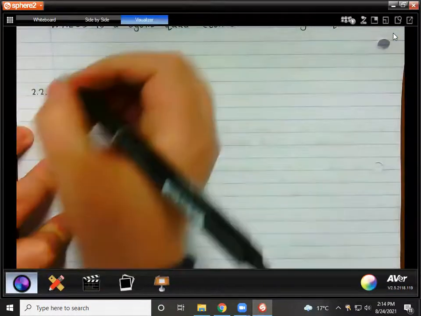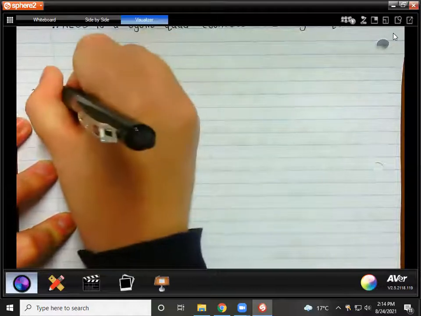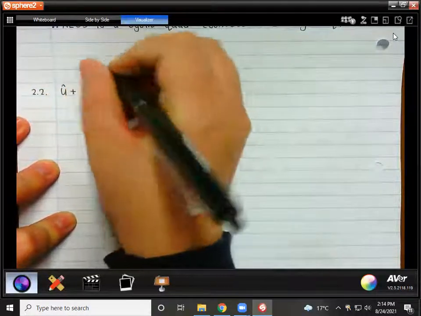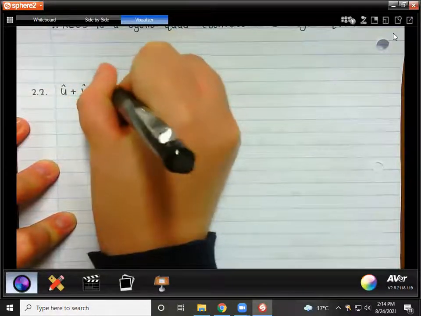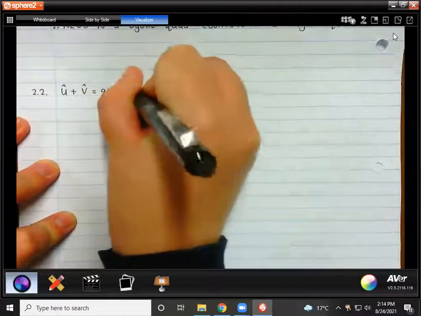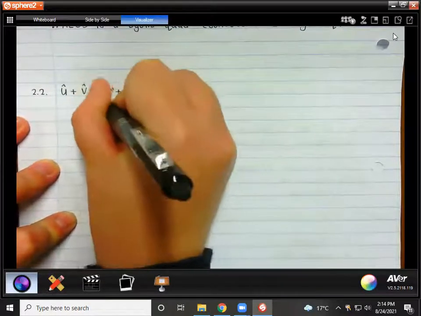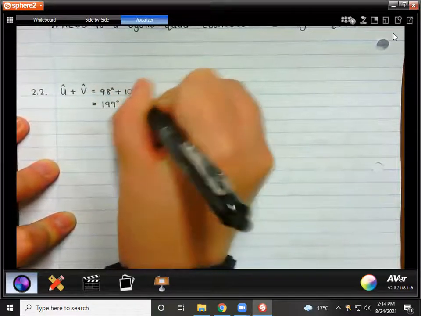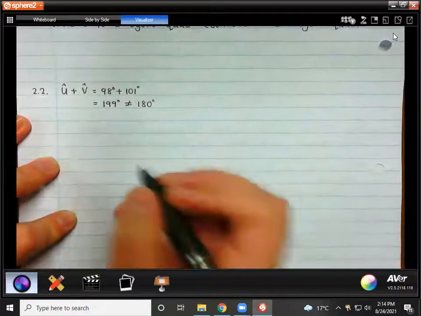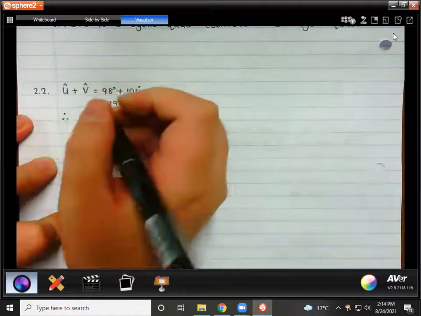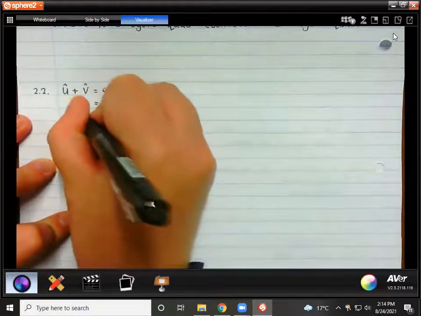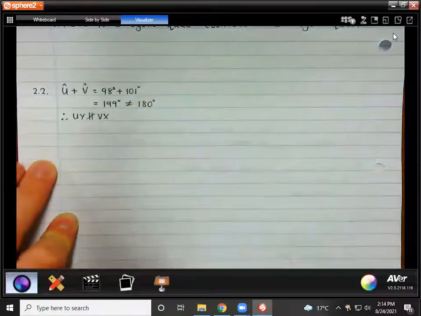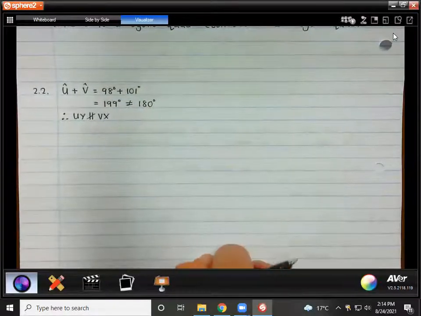So I would just actually show that I'm adding them together. I would say that angle U plus angle V is equal to 98 plus 101, which is 199, which is not equal to 180. You could write that in the next line. Therefore, UY is not parallel to VX. You just do the parallel symbol and draw a line through it.